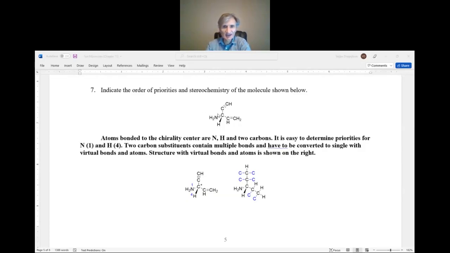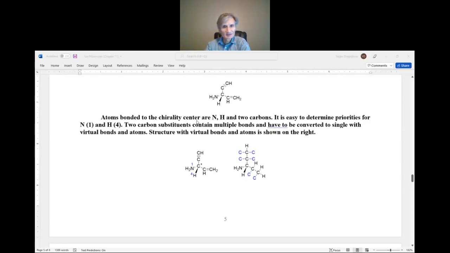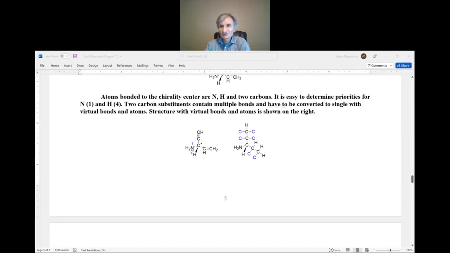And so we have here actually an amine with, of course, hydrogen and two substituents. We have triple bond and double bond. So it's easy to determine order of priority of substituents 1 and 4. Amino group, nitrogen, has higher priority than any other atom bonded to chirality center. That's priority 1. And hydrogen, as usual, the lowest priority. The only time where it's a little bit complex, a little bit changing, is if none of the substituents is hydrogen. Then, of course, you have to figure out which has the lowest priority.